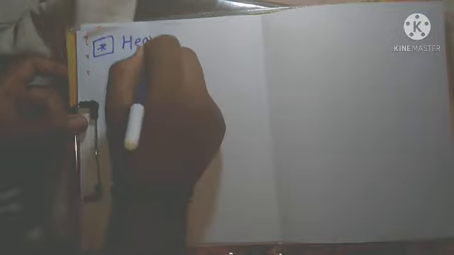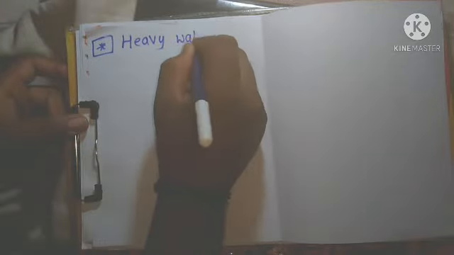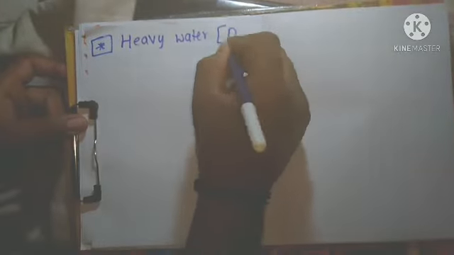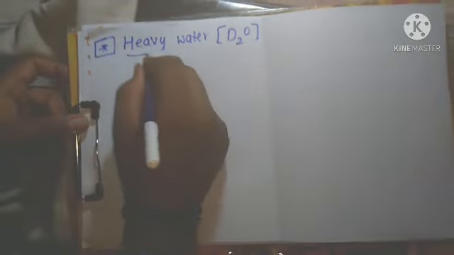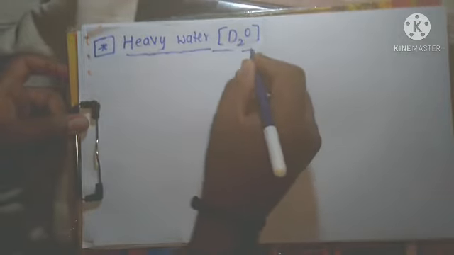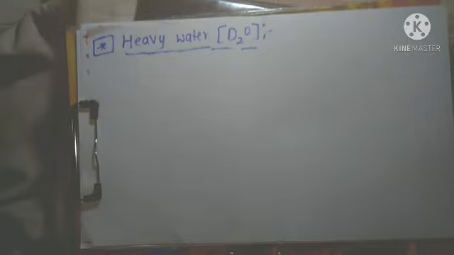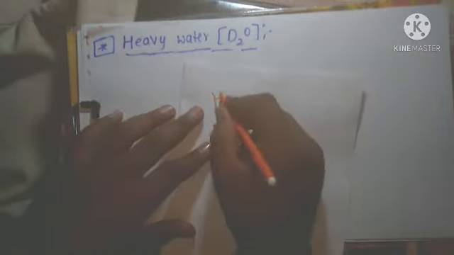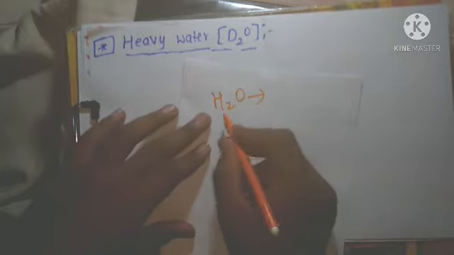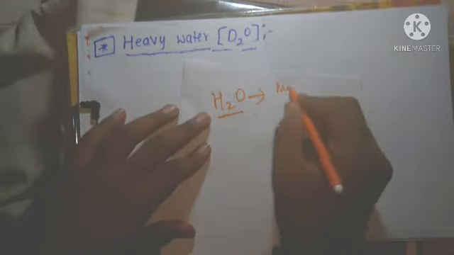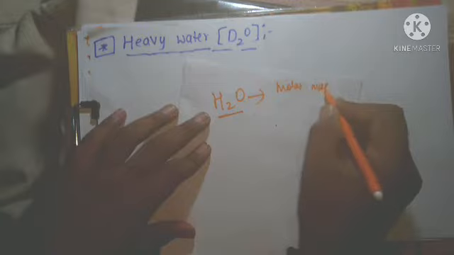Heavy water. Next our concept is heavy water. The formula for this one is D2O. Heavy means more weight, right? Now for this one, first I will take rough paper here. Normal water formula is H2O. Now what is the molar mass of water?